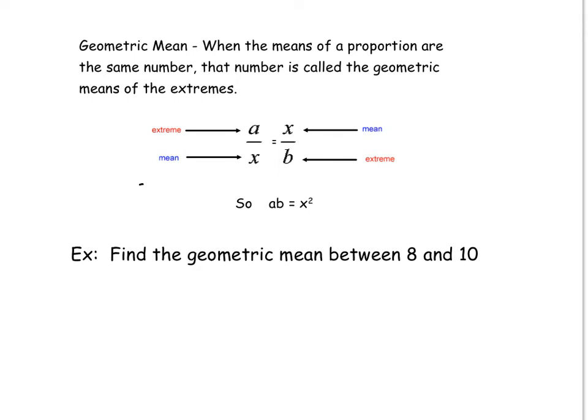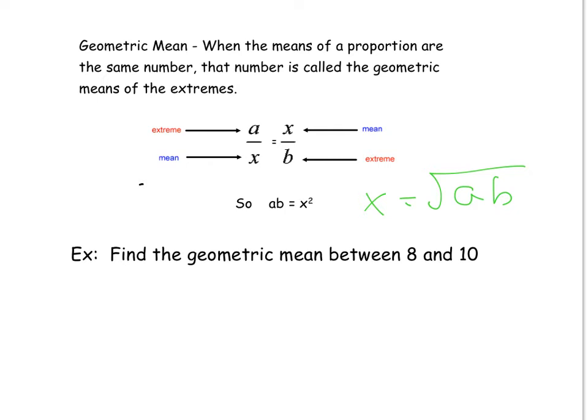If you remember from Chapter 7, the first term of a proportion and the fourth term are called the extremes, and the second and the third terms are called the means. If the two means are equal, they're both the same number, in this case x, then that x is called the geometric mean. So a times b, if we cross multiply, is equal to x squared. So x, of course, is always going to equal the square root of a times b. That's why we learned radicals.